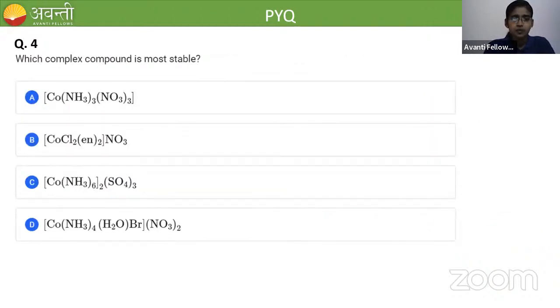Which complex is most stable? Four different complexes are given to you. You have to tell me which complex is most stable. Just observe the complexes. Take your time and try to get the answer.